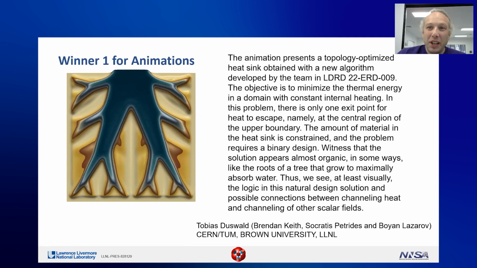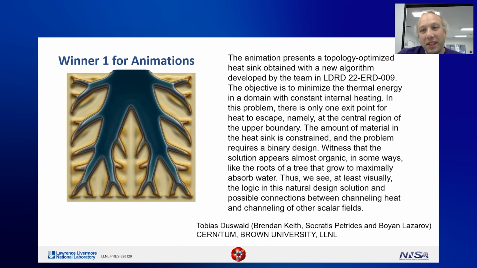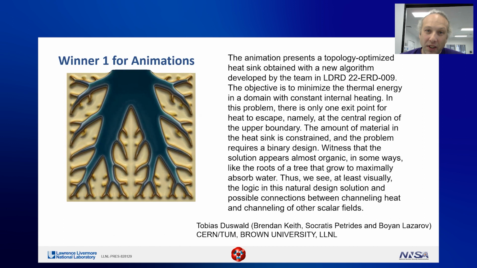So this animation presents a topology optimized heat sink obtained with a new algorithm developed by a team here at Lawrence Livermore. The objective is to minimize the thermal energy in a domain with constant internal heating. In this problem, there's only one exit point for the heat to escape, namely at the central region of the upper boundary, and the amount of material in the heat sink is constrained. Witness that the solution appears almost organic. This is one of the coolest things I find about topology optimization. You get really organic looking solutions.